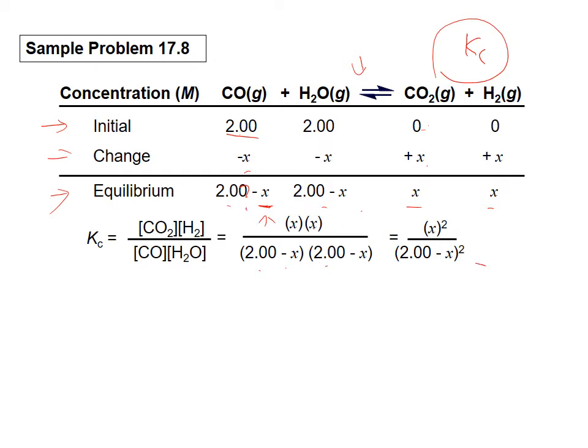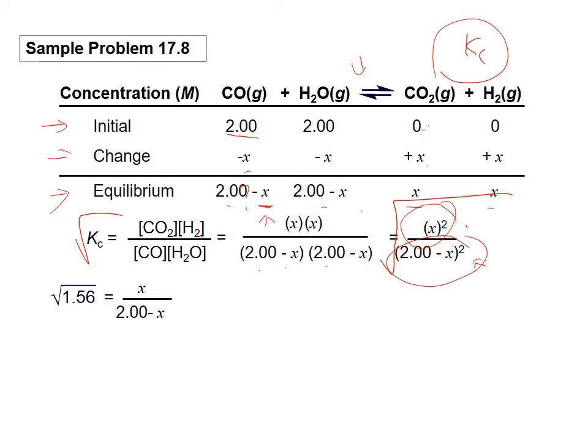So how do you solve this equation for x? Usually it's a quadratic equation, so we need to rewrite it as a quadratic equation. But in this case, there's a simpler method because on the right side, both are squared. So a simple way is to square root all of them. If you square root the right side, you need to also square root the left side. And so what you get now is the square root of Kc, which is 1.56, that is given, equals x divided by 2 minus x.